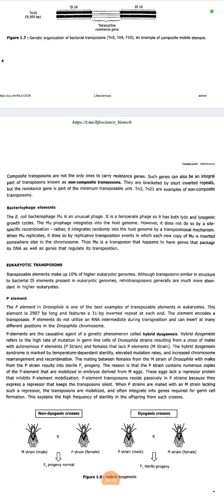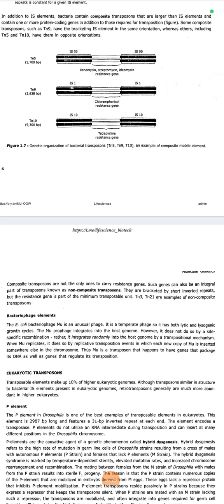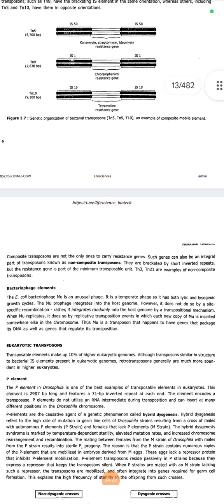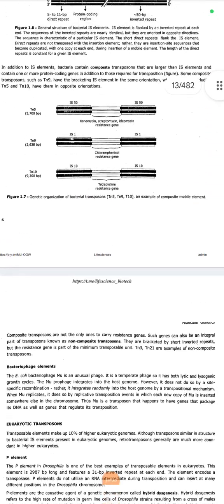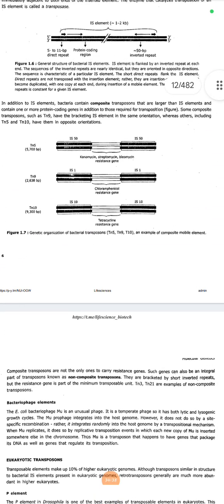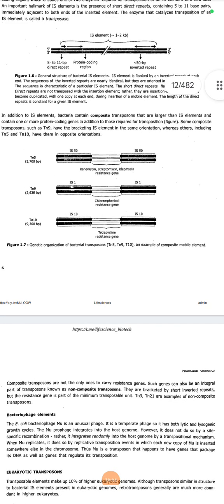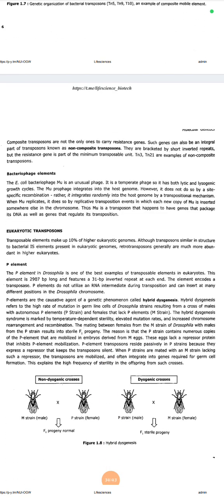So composite transposons, in addition to whatever is there in the transposon, have some additional protein coding gene, such as a resistance gene. So composite transposons are ones which can carry resistance genes, but they are not the only ones which carry resistance genes. There are also some other transposons which carry resistance genes.